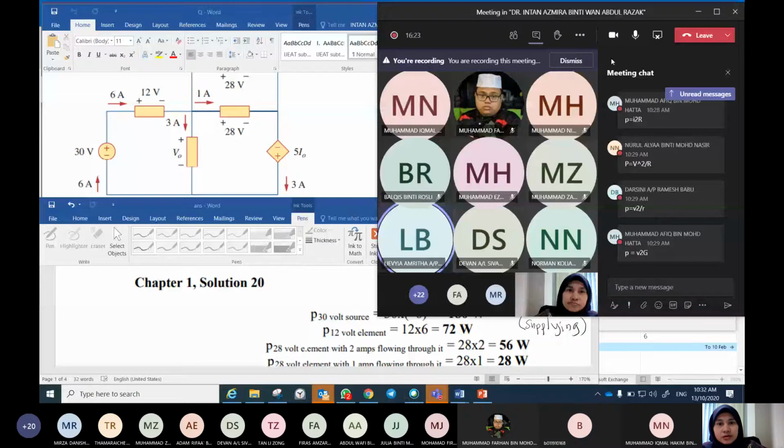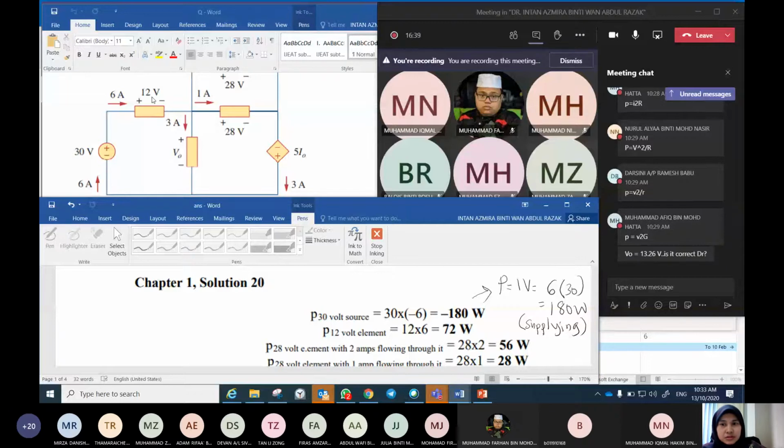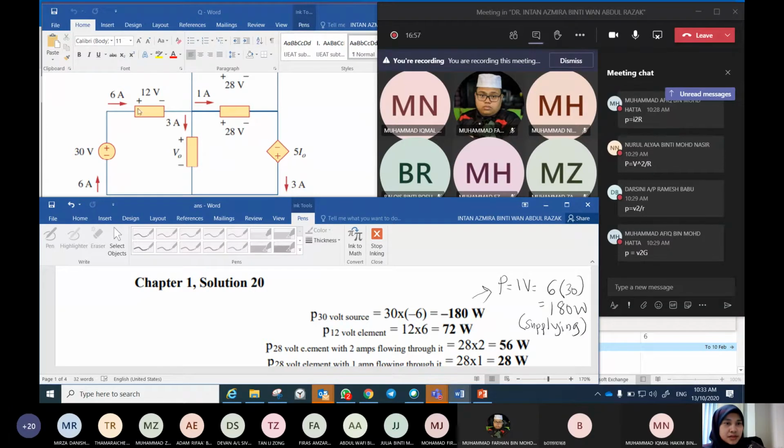Okay, and then power. We go for this element. This is maybe a resistor. So we have current and voltage. Power here is IV, so 6 multiplied with 12, you get 72. So this is a passive element.